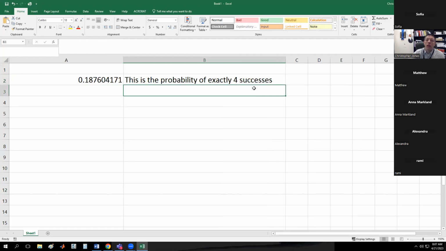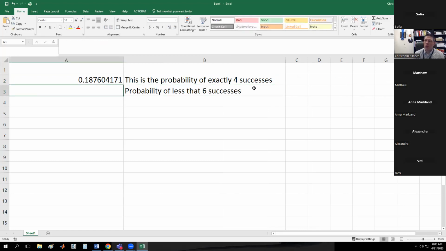Now, let's say, for example, I want to figure out what's the probability of less than, let's say, 6 successes. Well, the only thing I'm going to change, oh, sure. Let me go ahead. Kelly just asked me to repeat the order of operations. Sure. Is it okay if I just type it in again? That way you guys see the same thing.